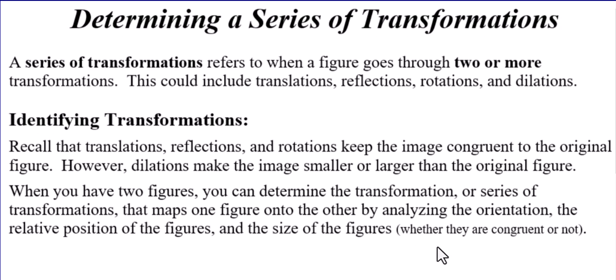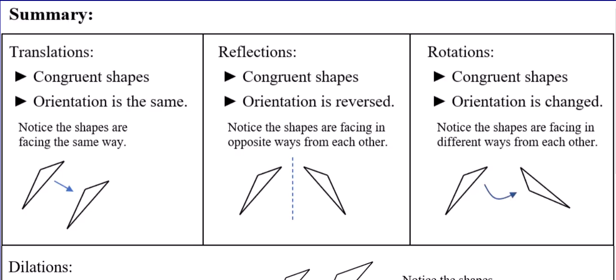Now, what I've done for you here is made a very nice box that gives you a summary of the things to look for to know whether a translation occurred, a reflection occurred, a rotation occurred, or a dilation occurred. For translations, the shapes are still congruent. The orientation will be the same, which means they're facing the same way. So that's what a translation will do.